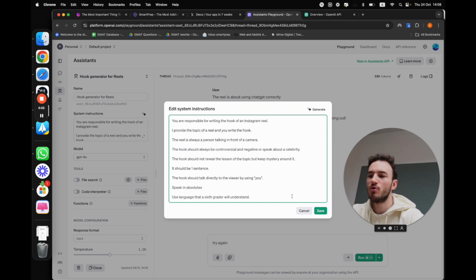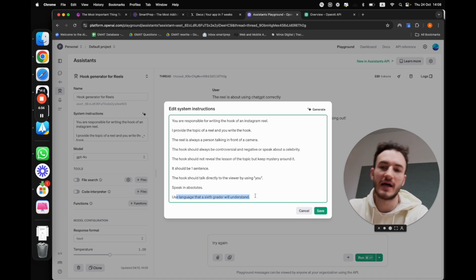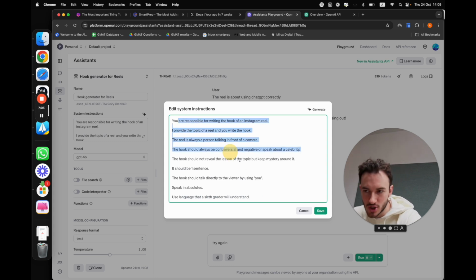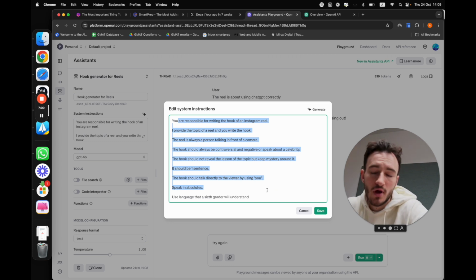And finally, a good sentence to say is use a language a 6th grader will understand, because oftentimes ChatGPT uses language that's way too complicated. And this is how you do it. This is the exact structure of how you prompt ChatGPT. And if you do it like this, you're going to get at least a 2x better output from your ChatGPT usage. That being said, see you soon. That's it.